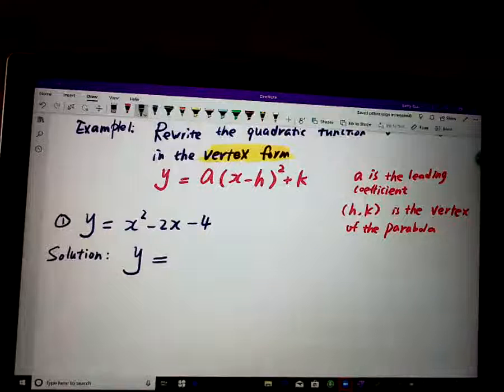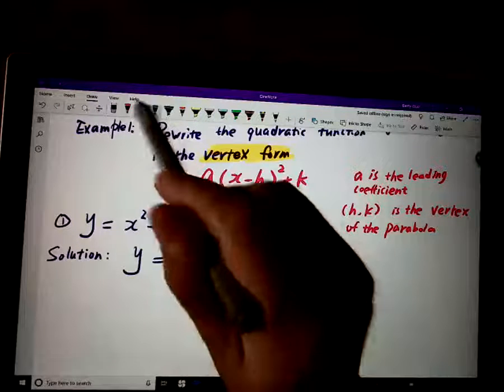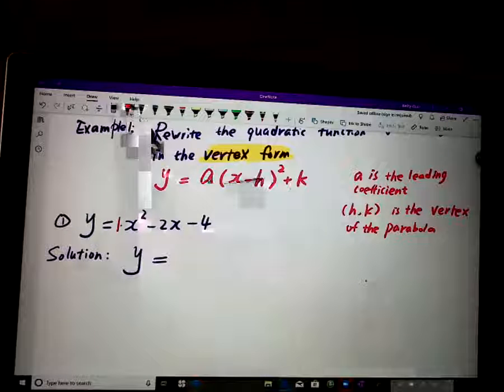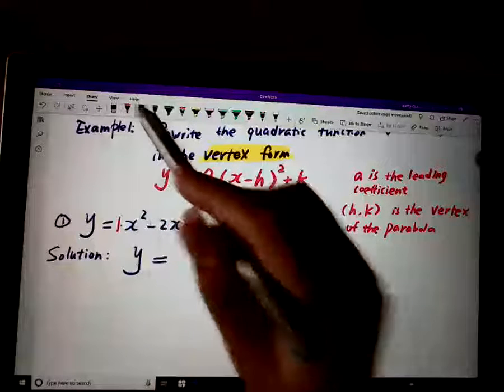Then we don't have to factor the leading coefficient out. Later examples, you would see if the leading coefficient is different from 1, we would have to factor it out. In this case, the leading coefficient is 1. It's a simple case, so we do not have to factor the leading coefficient out, and we can go ahead to completing the square.